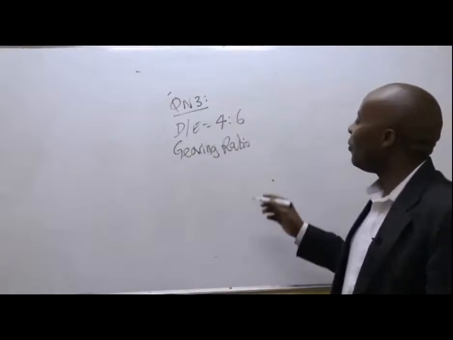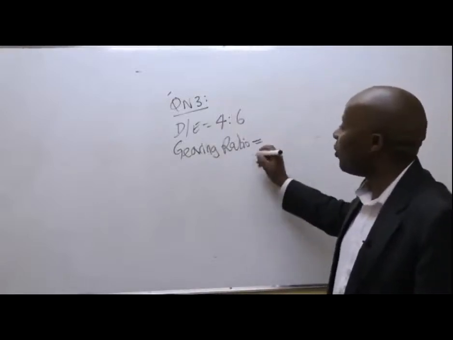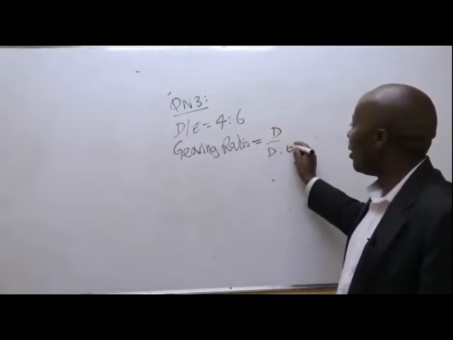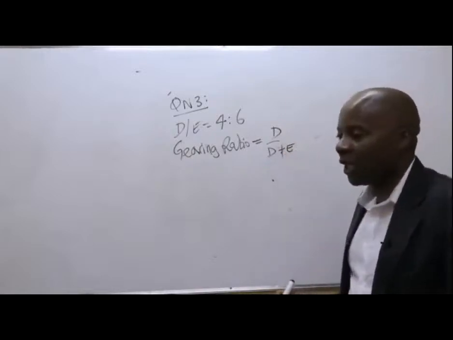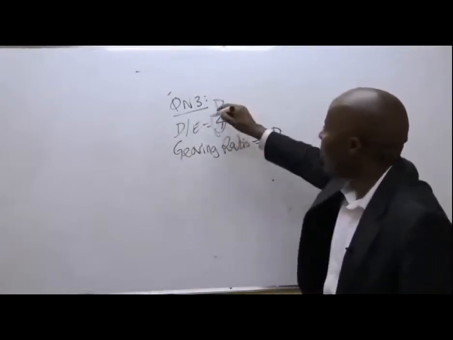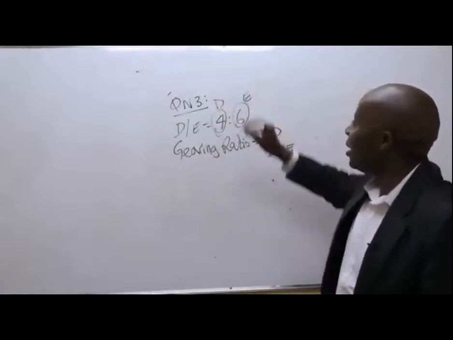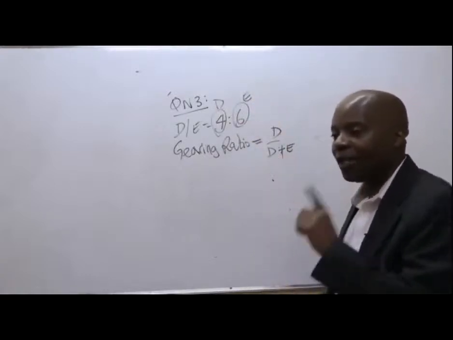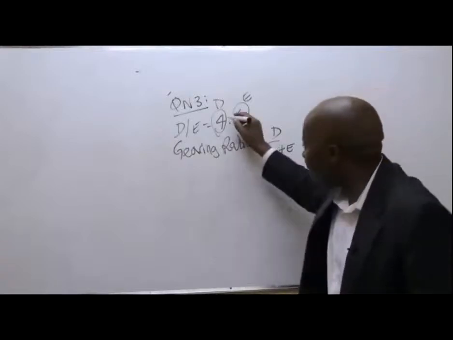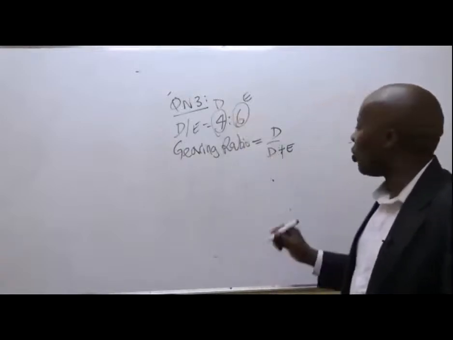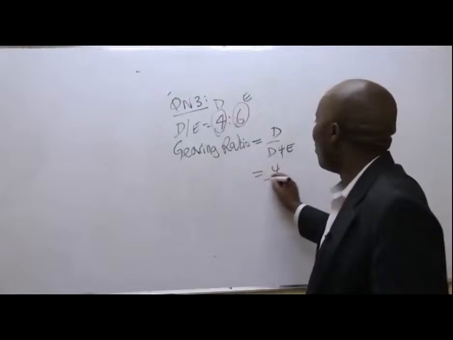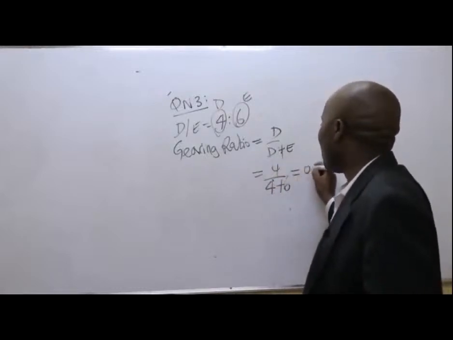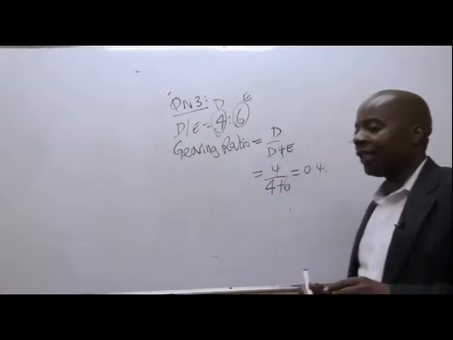What these students have been able to know is the formula of a gearing ratio, which is debt all over debt plus equity. And this 4 becomes our debt. This 6 is our equity. So here you can't use the concept of 1:1 because already there is this is to. So what do we have here? We have 4 all over 4 plus 6, which will end up giving me 0.4.